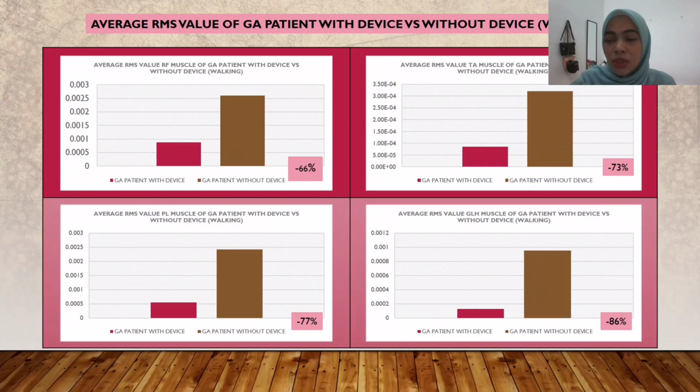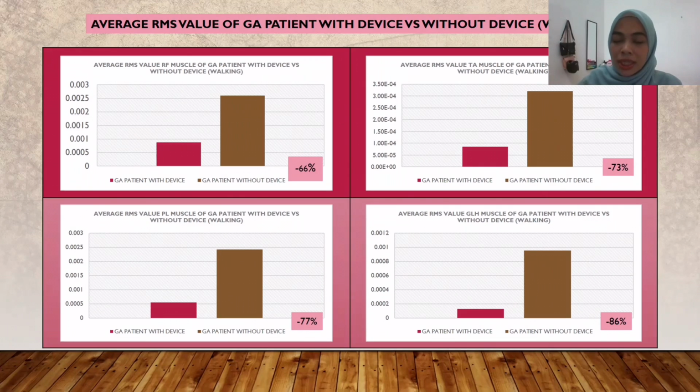For the first muscle, which is rectus femoris, the percentage reduced is about 66%. The second muscle, which is tibialis anterior, the contraction is reduced by 73%. And for the third muscle, which is peroneus longus, it is 77% reduced. And for the last muscle, which is GLH, gastrocnemius lateral head, it is reduced by 86%.